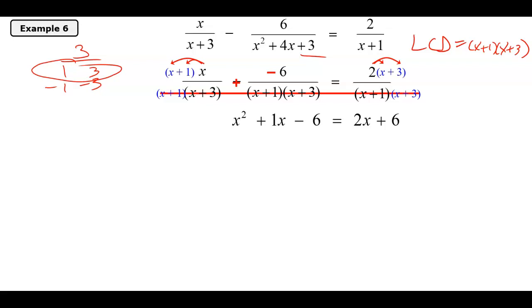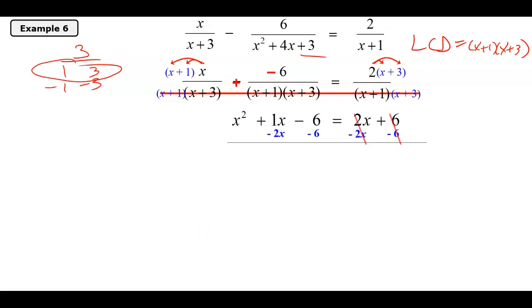So let me tell you, in this situation with an x squared, you need to make it equal 0, okay? I need to get rid of the whole right side. So how do I get rid of a positive 2x, and how do I get rid of a positive 6? So what's the opposite of a positive 2x? Negative. What's the opposite of a positive 6? Subtracting, yeah.